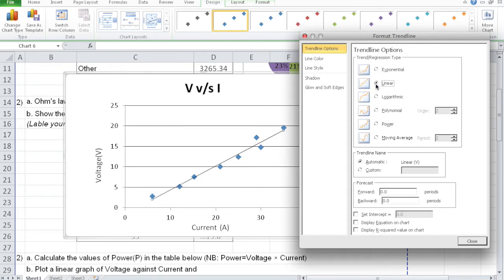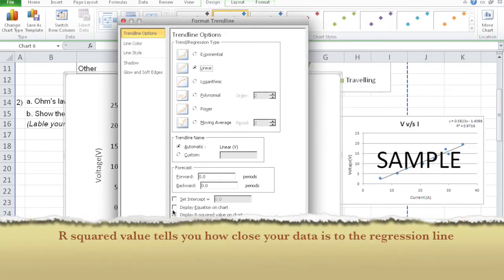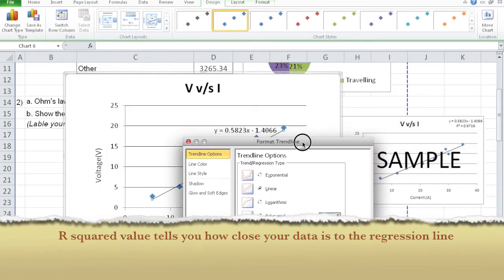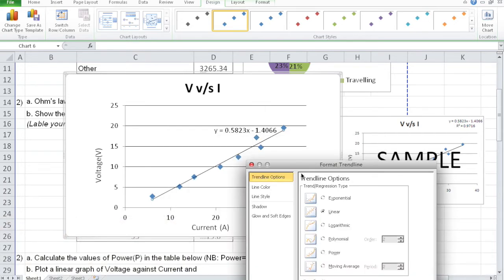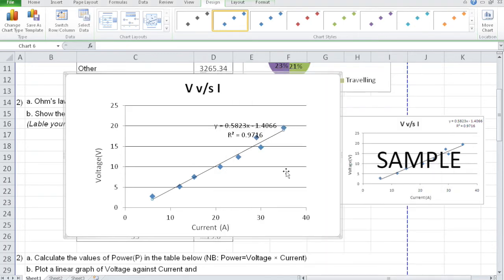This is a linear graph. You click on display equation, and as you say display equation, there it is. It's displayed over there. The last part is the R squared value. The R squared value, guys, is a value that tells you how close to a straight line your graph was. 97.1. So that's what it says. And now you can close this. There's your data over there.